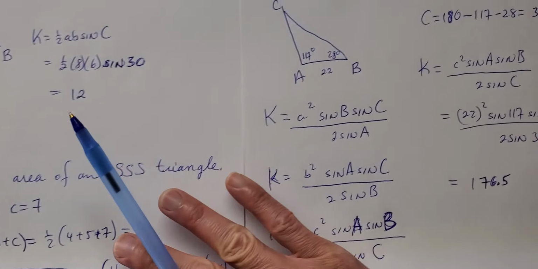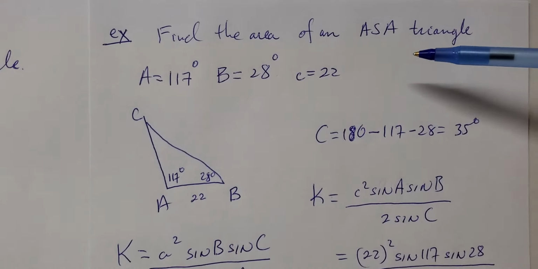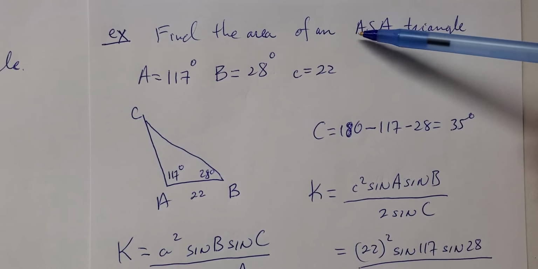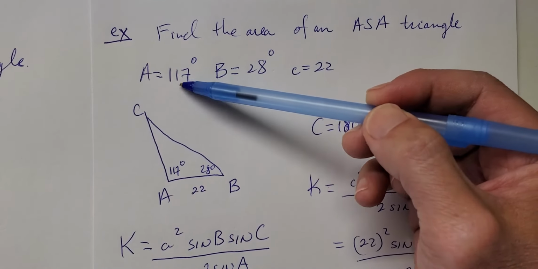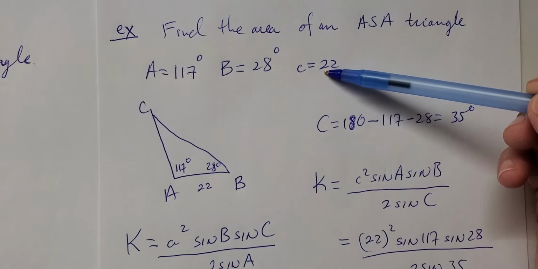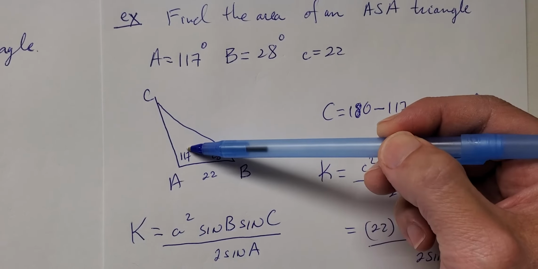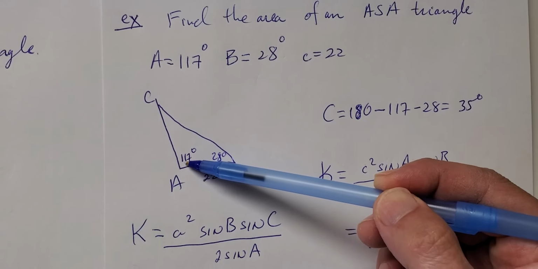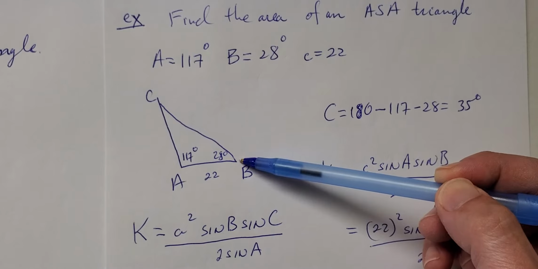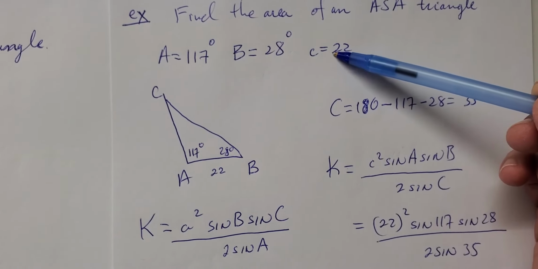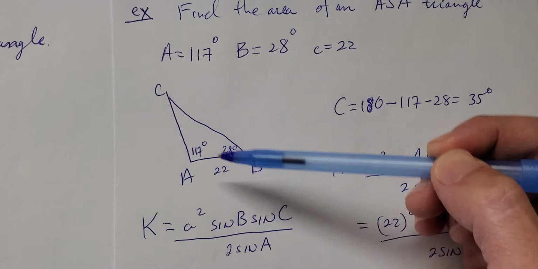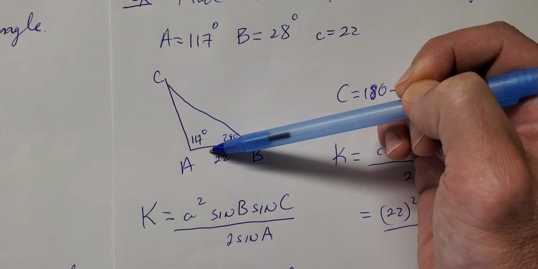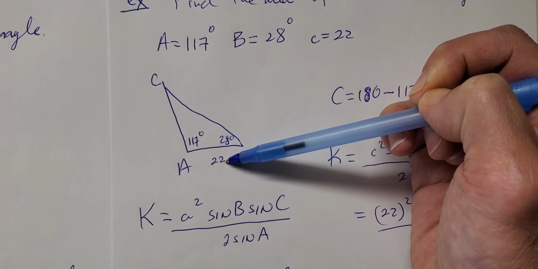Okay, next I have finding the area when I have angle, side, angle. So given angle A, angle B, and little c. So we'll pretend that this triangle has these values. So A will have it here, 117, B 28, and C up here. Little c, how do we know where little c is? So here's big C. Across from it, or on the other side, will be little c. And that's where 22 will be.